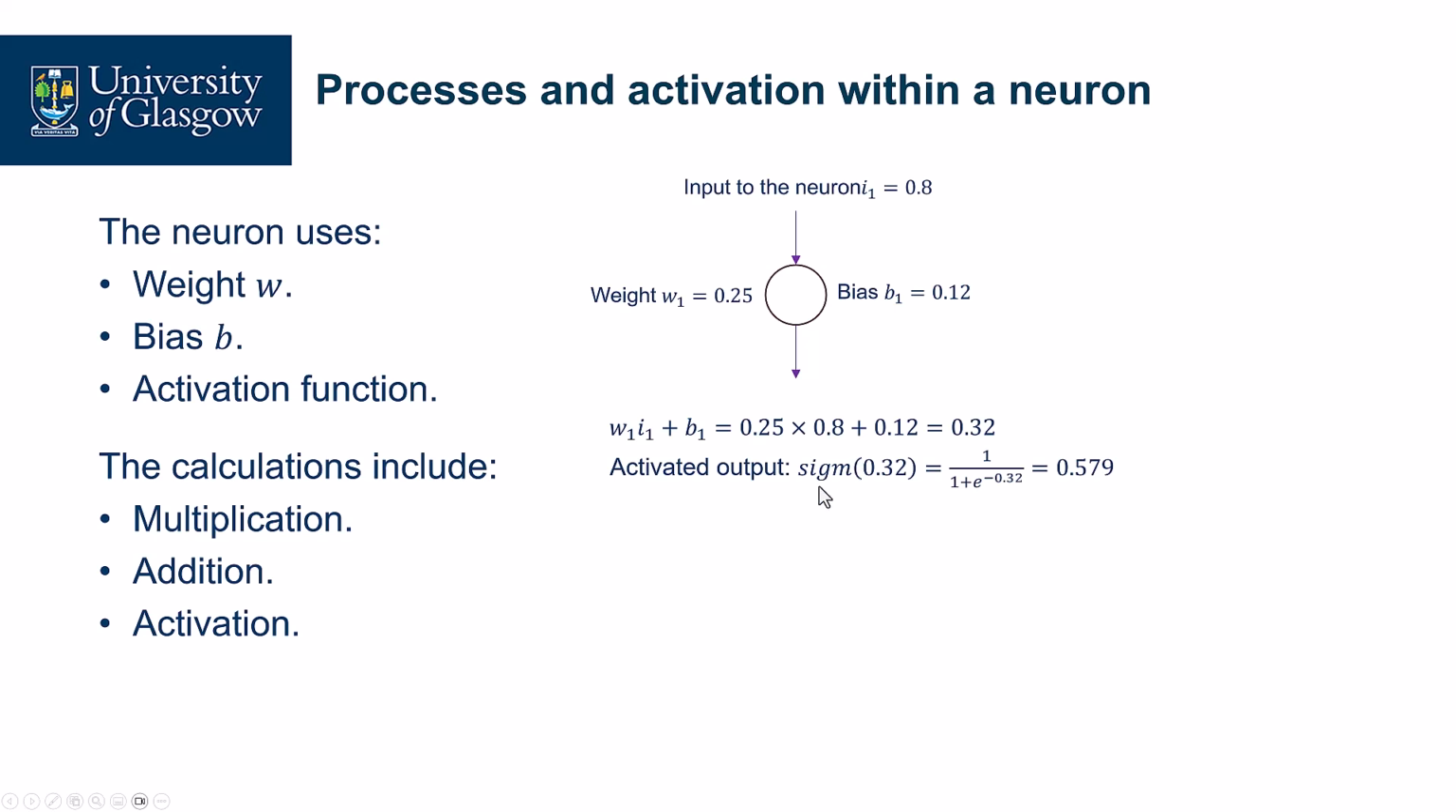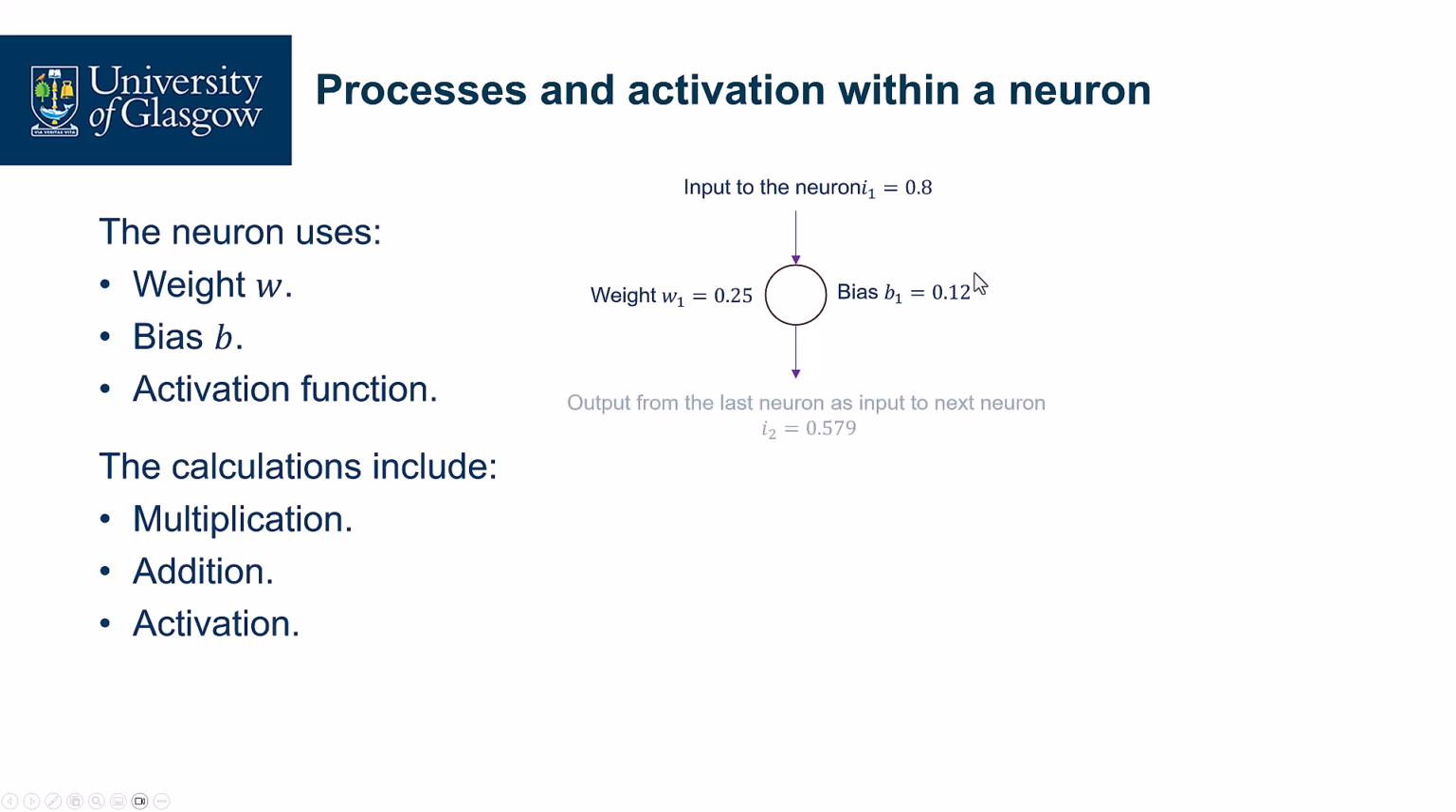Then we go to the sigmoid function. You see this x is right here. Using the sigmoid function, we calculate the result, 0.579. So after this calculation, the input of this neuron is 0.8, and the output is 0.579. And this output will go to the next neuron.